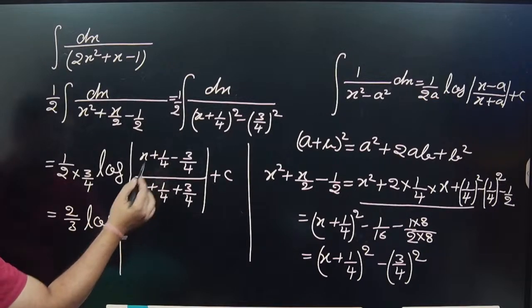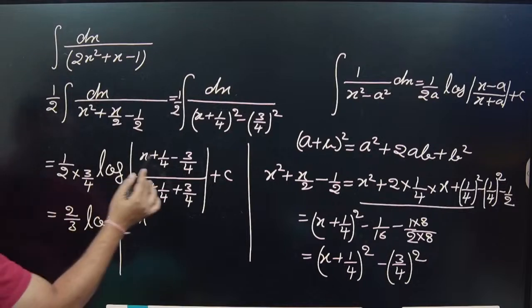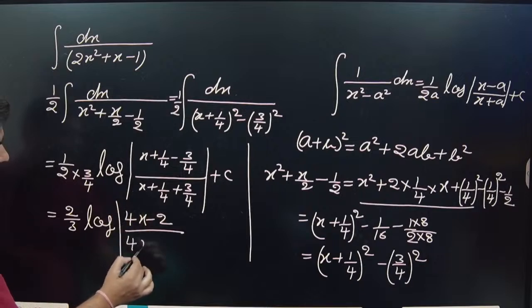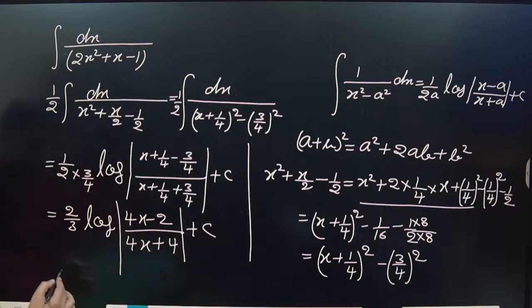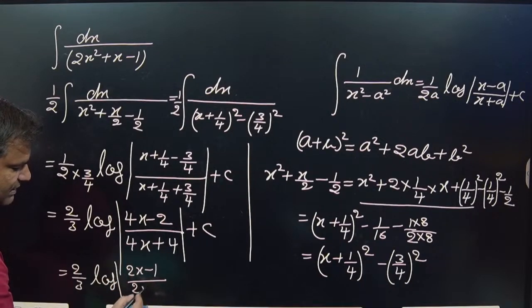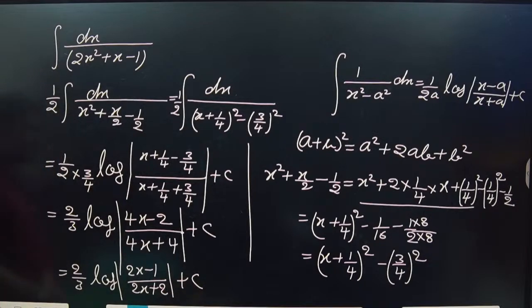what about that value here, 4x minus 2 divided by, what about that value, 4x plus 4, plus C. So finally 2 by 3 log of modulus of (2x minus 1) divided by (2x plus 2) plus C is the right answer. Okay, so the final answer is how much? 2 by 3 into log of modulus of (2x minus 1) upon (2x plus 2) plus C is the right answer.